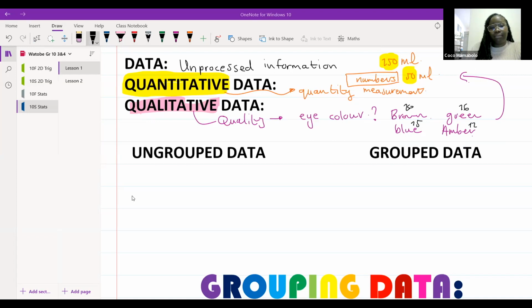Hi, ma'am. Hello, my sweetie. What's up? I'm fine. So I think ungrouped data is like a set of observations or measurements that are not arranged into any specific categories or groups. Beautiful. That's exactly what it is.